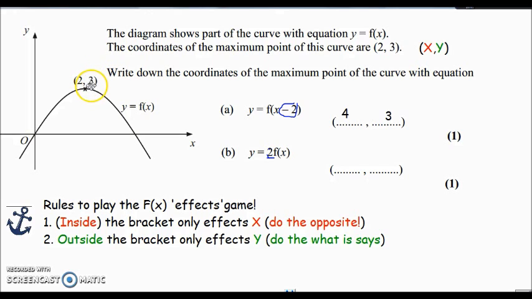So, the y coordinate is the second one, the 3. It says times it by 2. Okay, that's 6. There was no instructions inside the bracket this time, so I leave the x coordinate alone, and I leave that as 2.